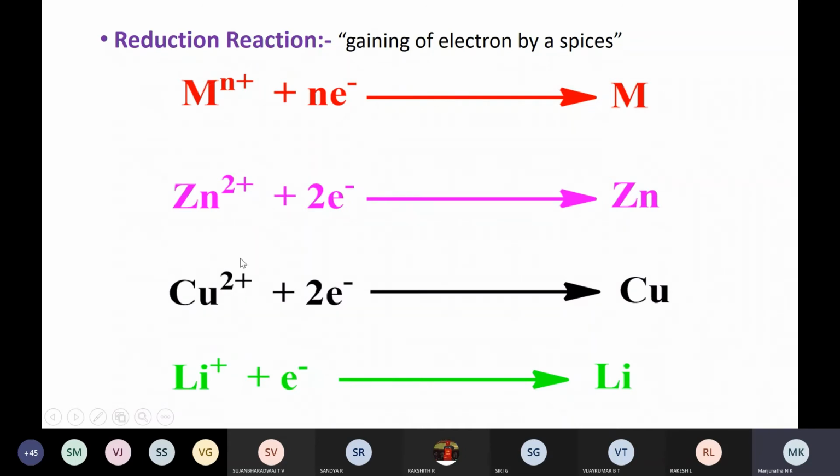Or take another example, a copper ion, that is Cu2+ ions. If the Cu2+ ions gain the liberated electrons, that is 2 electrons, they are reduced to copper metal. Or take another one, lithium. Once lithium ions gain the liberated electron, that is 1 electron, they are reduced to lithium metal. So this gaining of an electron by a species is called a reduction reaction.